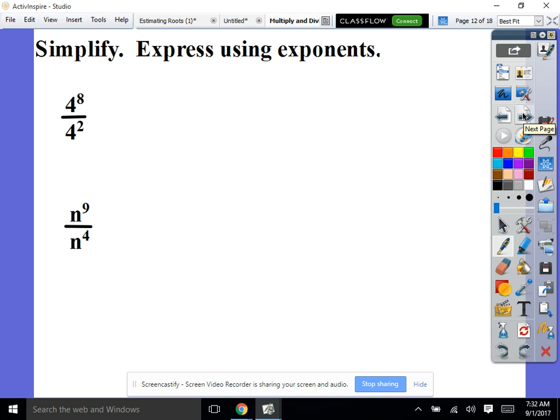All right, so using exponents, remember, when we divide, we keep the base and we subtract. So 4 to the 8 minus 2 is 4 to the 6. It says express using exponents, so that's as far as I go.